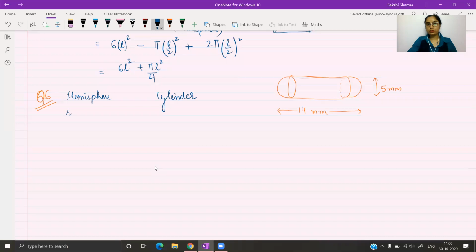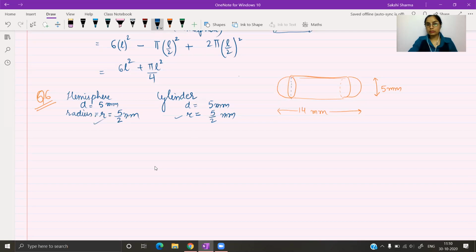For the hemisphere, we only need the radius. We have the diameter as 5 mm. So the radius can be represented as r. It will be 5/2. And as you can see by observing the figure given to you in the book, the diameter for the cylinder is same as the diameter for the hemisphere. We are representing both by the same variable. I'll be representing the radius for hemisphere and the cylinder, both by r.